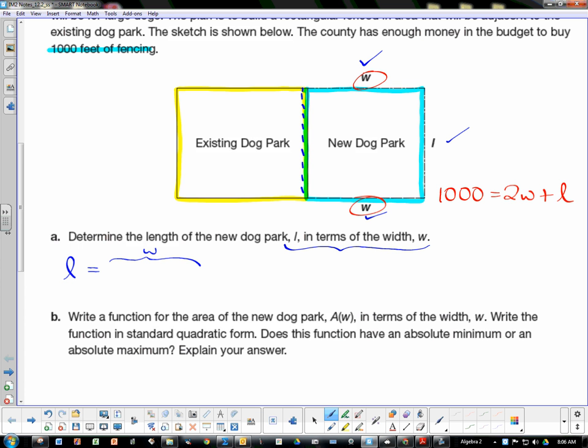Now, if you wanted to get the L by itself, just so that we meet their request that L is in terms of W, what could you do to get this L right here by itself? Subtract 2W. And here's what you got. You've got L is equal to 1,000 minus 2W. And now L is written in terms of W. Okay? Makes sense?